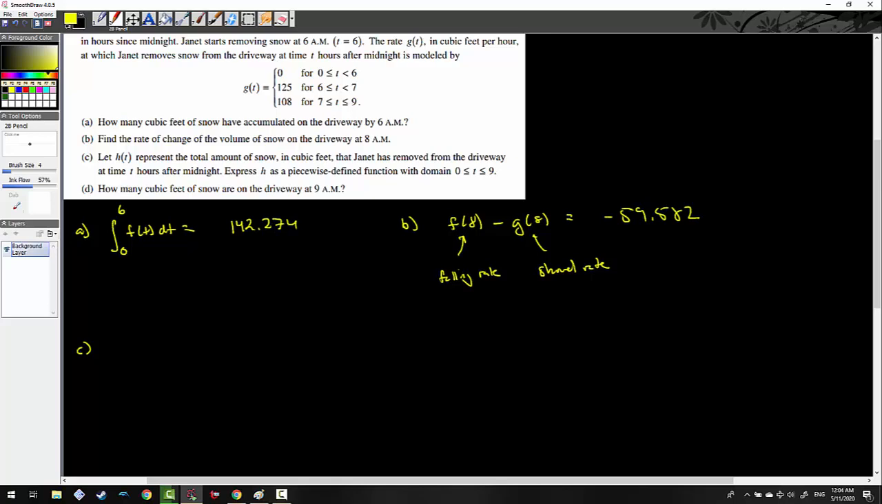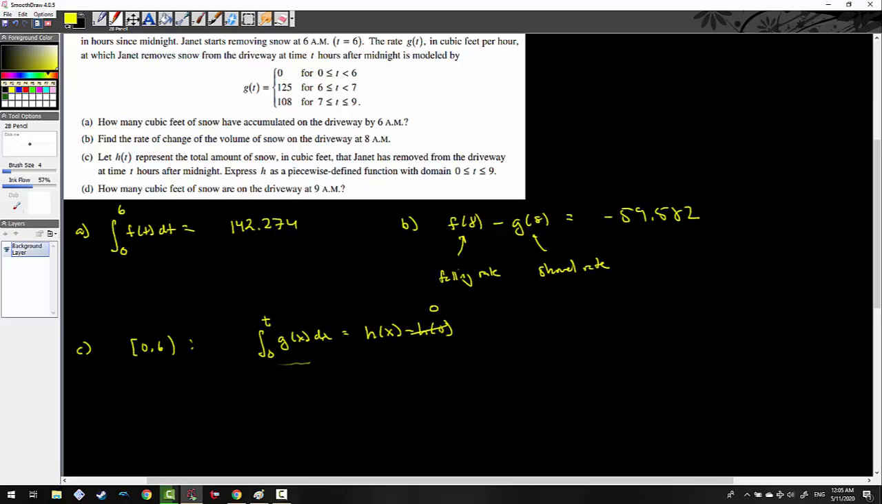So on the time 0 to 6, what we have is h of x is actually equal to the integral from 0 to, and I could call it from 0 to 6, but I want to be able to figure out how much snow Janet removed at any time. So I'm going to say 0 to t of g of x dx, and that's supposed to give me h of x minus h of 0. This is based on the first fundamental theorem of calculus. Now at h of 0, Janet shoveled away nothing, which means h of x really equals this integral right here.